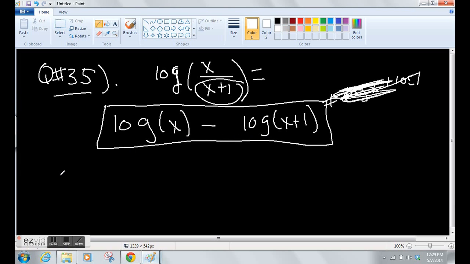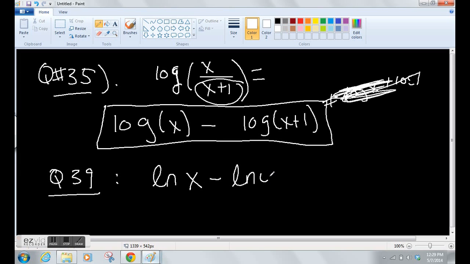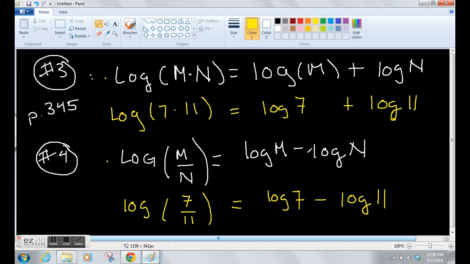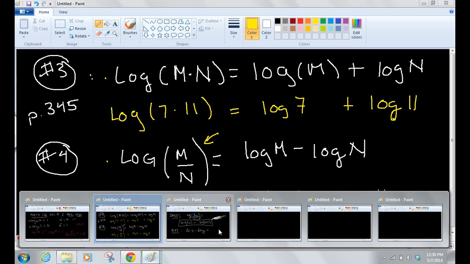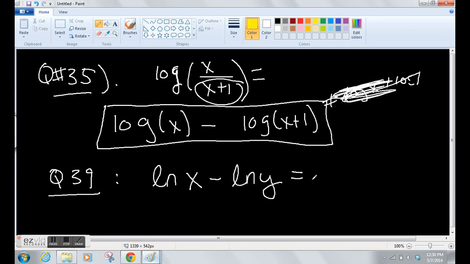Okay, here's another one. This is question number 39. Okay, we're doing the opposite now. We have natural log of x minus natural log of y. So rewrite this one in terms of one logarithm. Well, we have a minus, so if you go back to these rules, now we're on this side, we have a minus, so we're going to rewrite it like that. So we can rewrite this one as natural log of x divided by y, with y in the denominator.